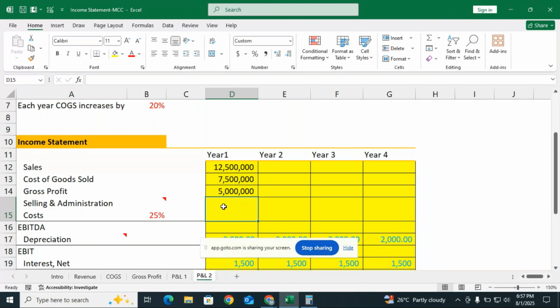Now it says selling and administration cost is 25% of what? You can click on this, it will give you a note. Selling and administration costs are 25% of revenues of that year. So 25% of the revenue will be your selling and administration costs. So equals revenue into 25%, which is 31 lakh 25,000.